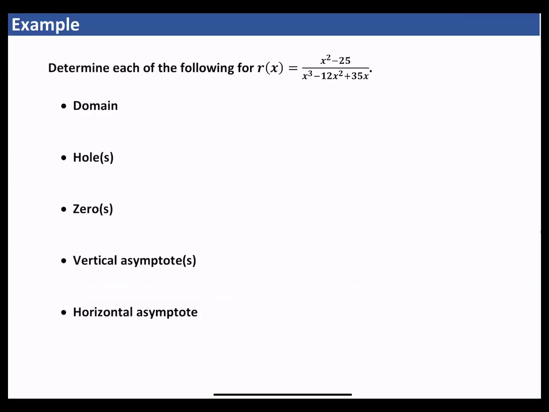Let r of x equal x squared minus 25 divided by x cubed minus 12x squared plus 35x. Determine each of the following for r of x. Pause the video and try this on your own.